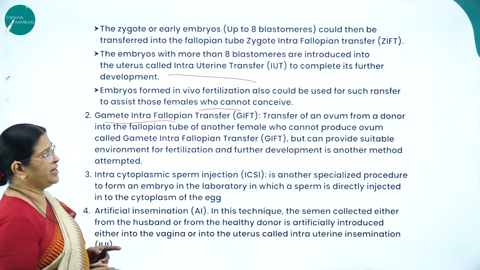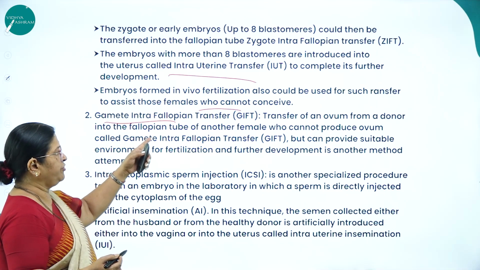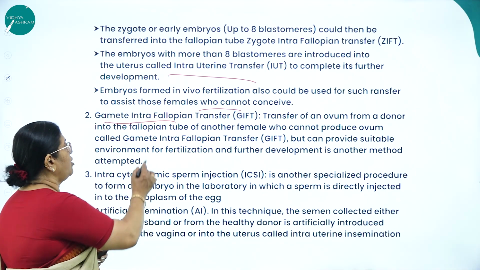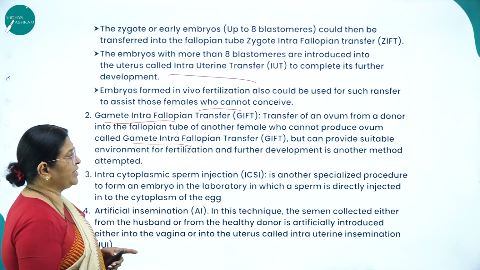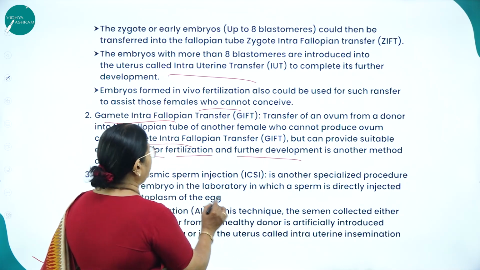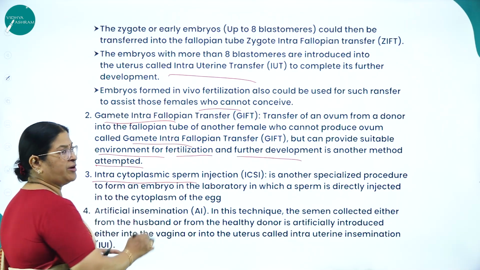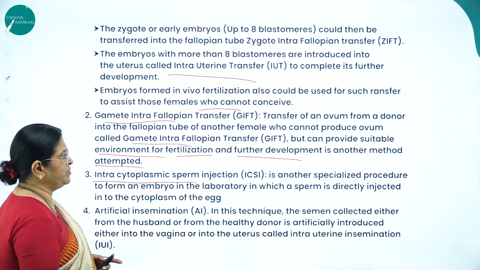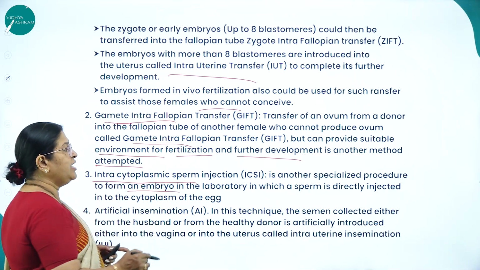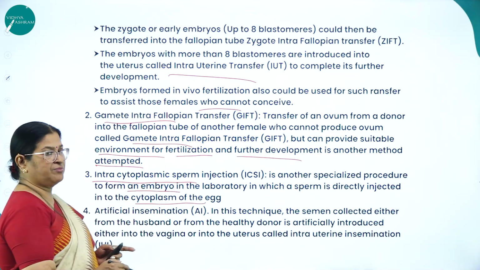Gamete intrafallopian transfer, the very word itself will tell you, is the transfer of an ovum from a donor into the fallopian tube of another female who cannot produce ovum. It can provide a suitable environment for fertilization and further development, which is another method attempted here. Then ICSI, already I told, intracytoplasmic sperm injection is another specialized procedure to form an embryo in the laboratory, in which a sperm is directly injected into the cytoplasm of the egg.